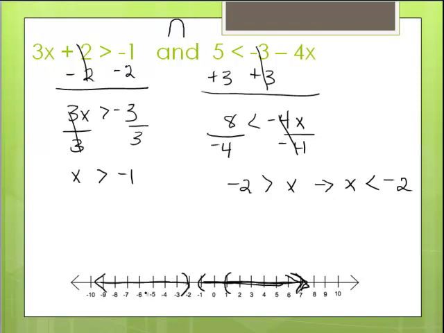We want the intersection. Do these two sets overlap at all? They don't, right? So you would actually say that the solution set is the empty set. And there is no graph because the solution set is empty.